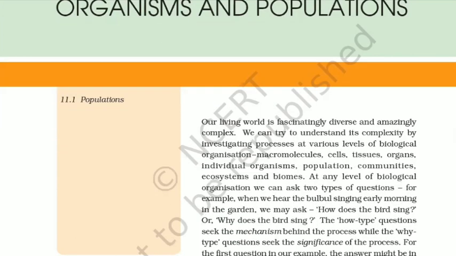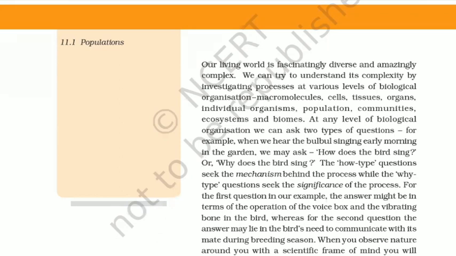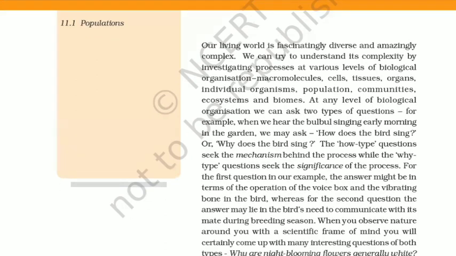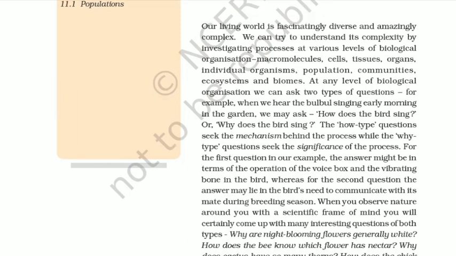Our living world is fascinatingly diverse and amazingly complex. We can try to understand its complexity by investigating processes at various levels of biological organization: macromolecules, cells, tissues, organs, individual organisms, populations, communities, ecosystem, and biomes. At any level of biological organization, we can ask two types of questions.